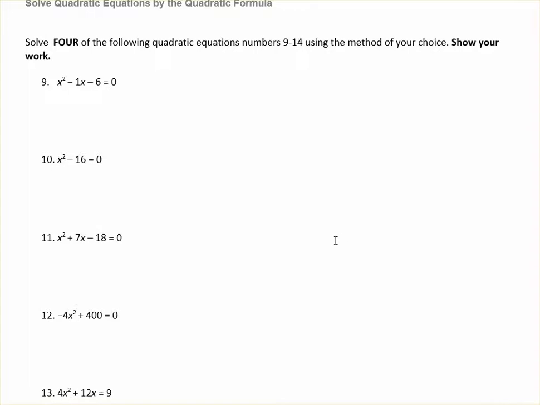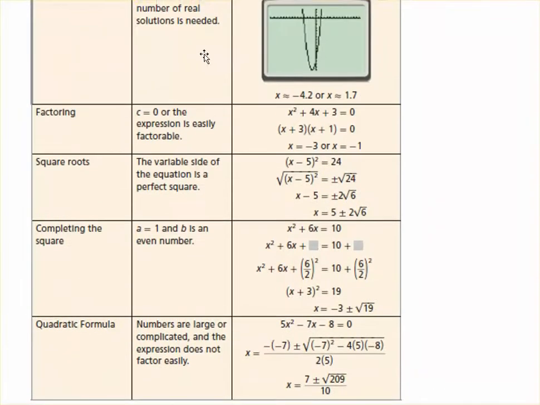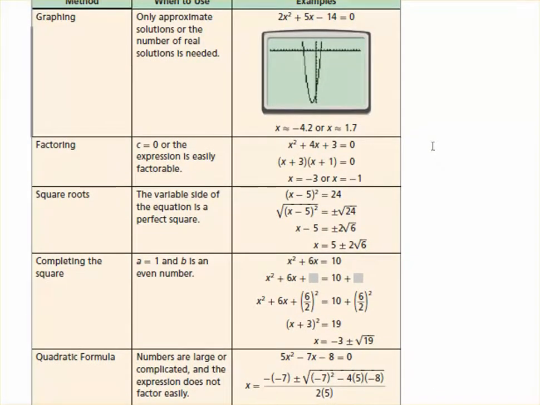So we've looked at solving by factoring, we've looked at solving by graphing, and we've looked at solving by taking the square root. So here's a summary of those and kind of what they would look like. And completing the square, this is one we'll do in another class as well. We won't do that in Algebra 1.